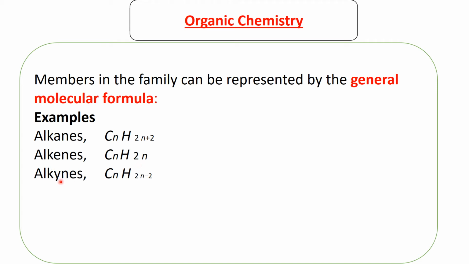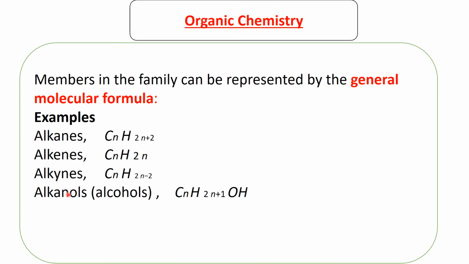The next are alkynes. The general formula for alkynes is CnH2n minus 2. Meaning that if we have 6 carbon atoms here, for example, we're going to have 2n minus 2, so 2 times 6 minus 2. 2 times 6 is 12, minus 2 is 10. So if we have 6 carbon atoms here, we're going to have 10 hydrogen atoms.